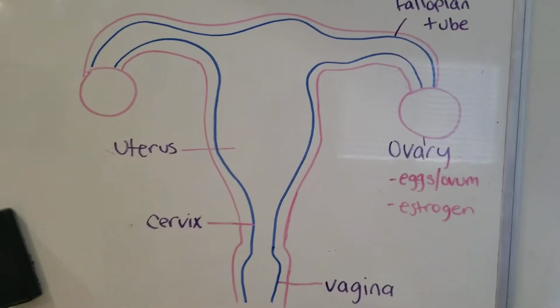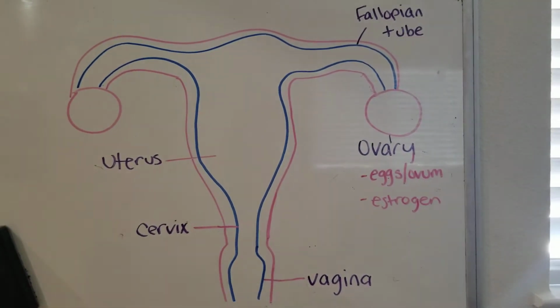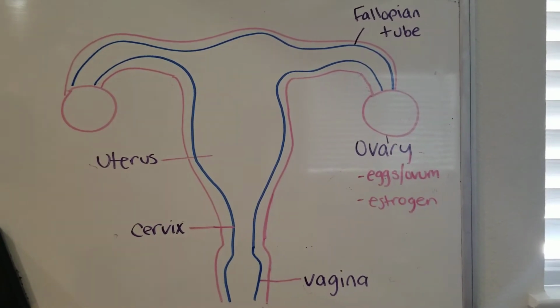So a female has ovaries, and inside the ovaries are her eggs, or ovum. And a female is born with all the ovum she'll ever have in her lifetime. So it's about 400,000.